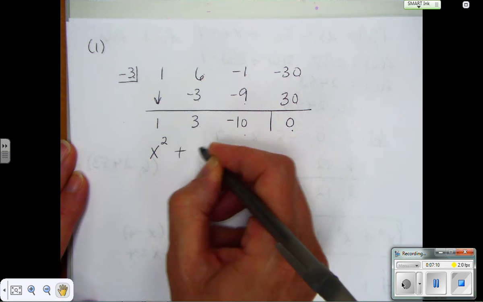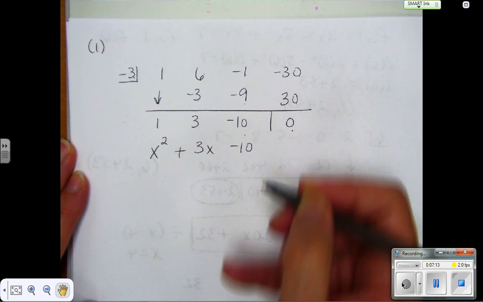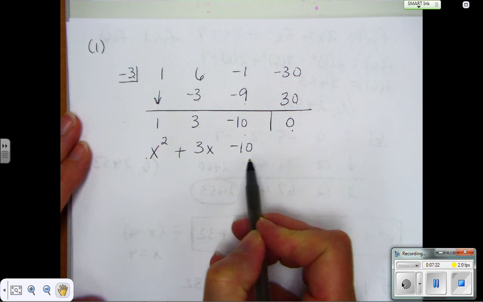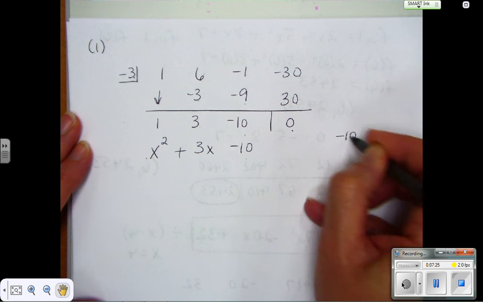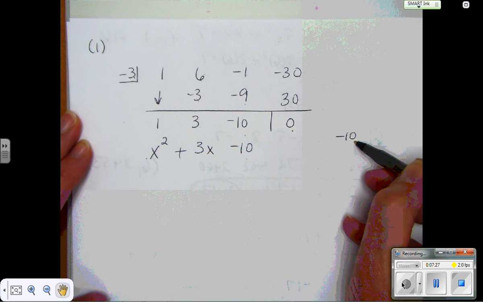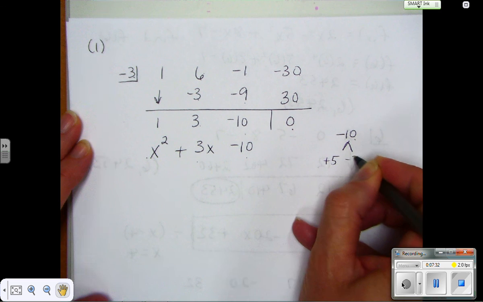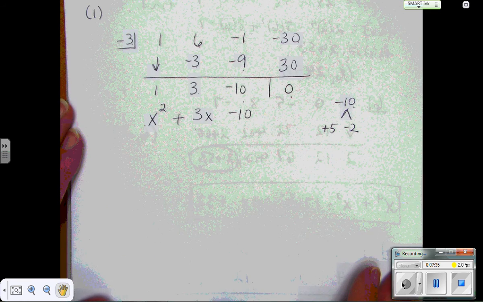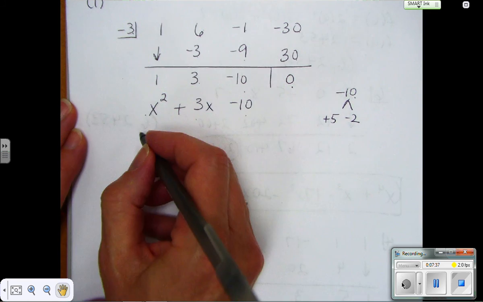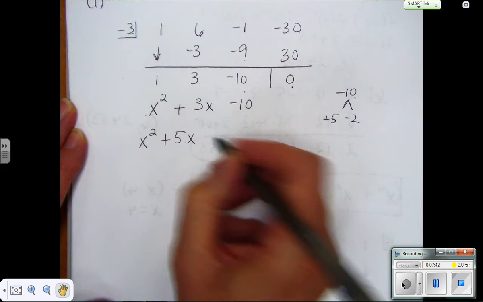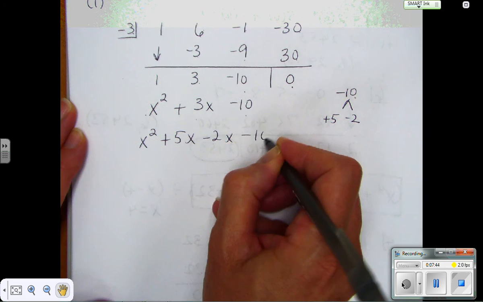Okay, so they also want me to find the remaining factors. So to do that, I just need to factor my polynomial. Okay, take the leading coefficient times the constant, that's negative 10. Two factors of negative 10 that add to be a positive 3. It's going to be positive 5 and negative 2. So I'm going to use those 2 factors to expand the polynomial. That's going to be my middle term. Plus 5x minus 2x, negative 10. So all I did was I expanded the middle term using the 2 factors that I got.